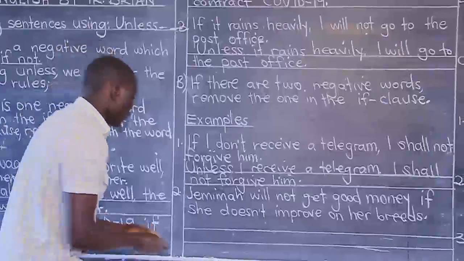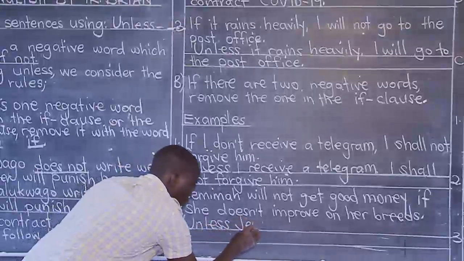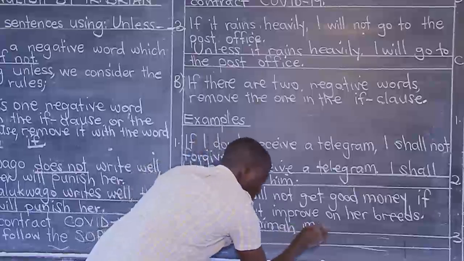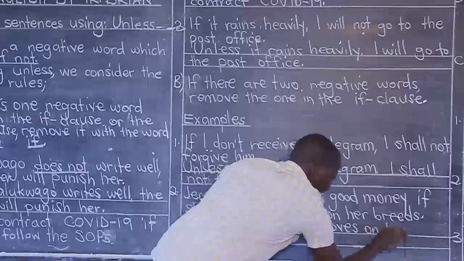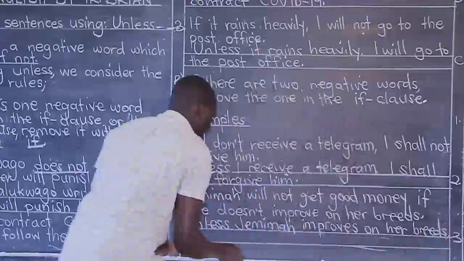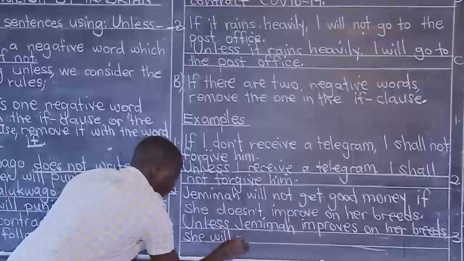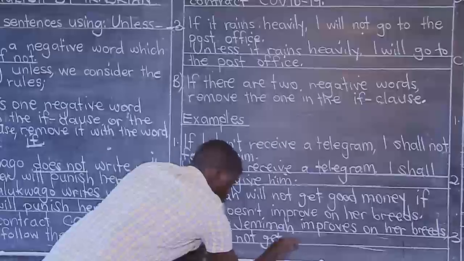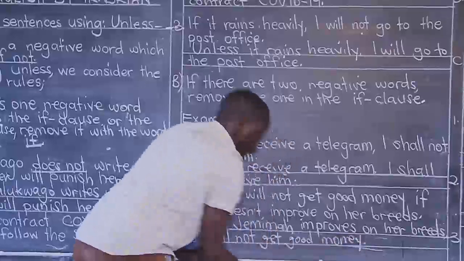Let me put it down very fast. Unless Jemima improves on her breeds, you put a comma, she will not get good money. And put a full stop.